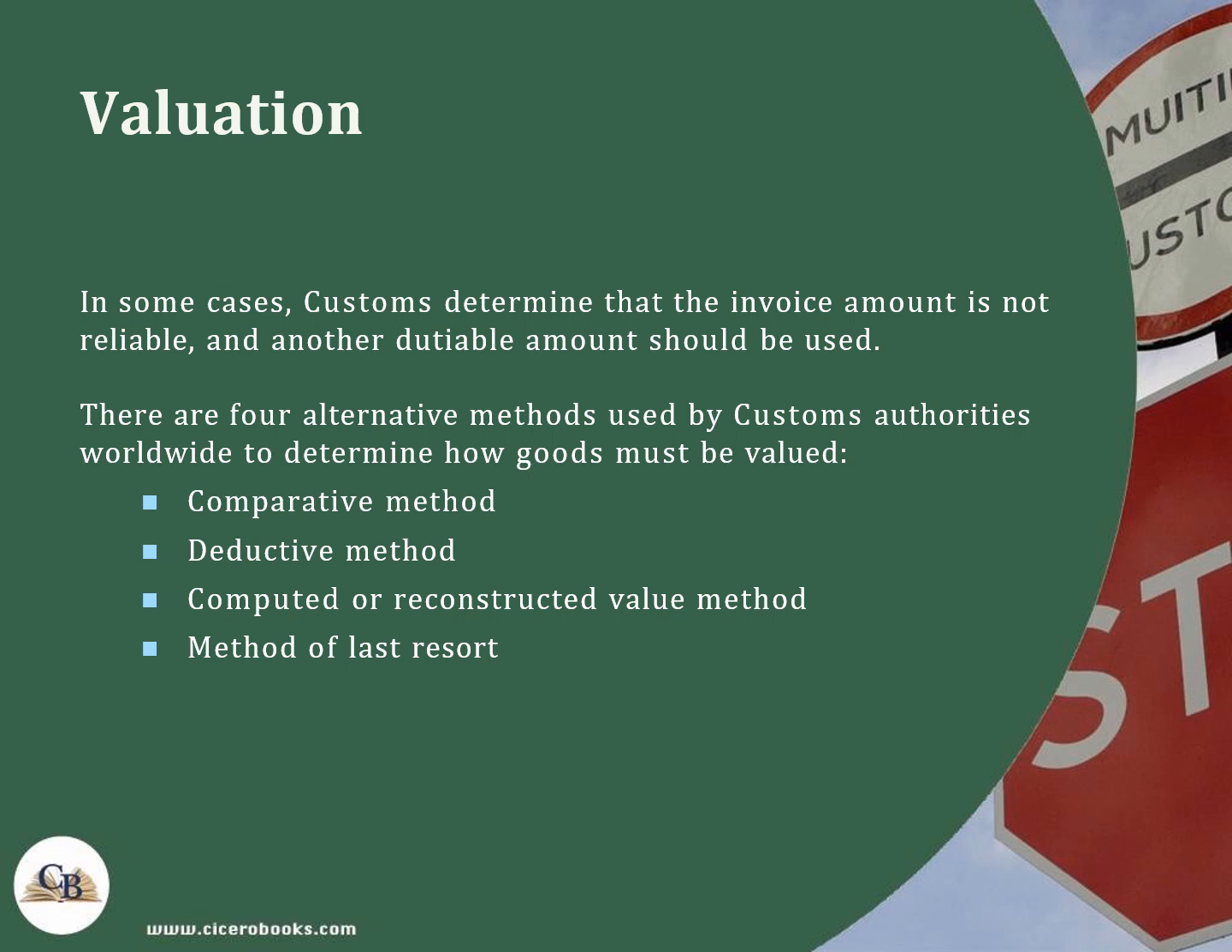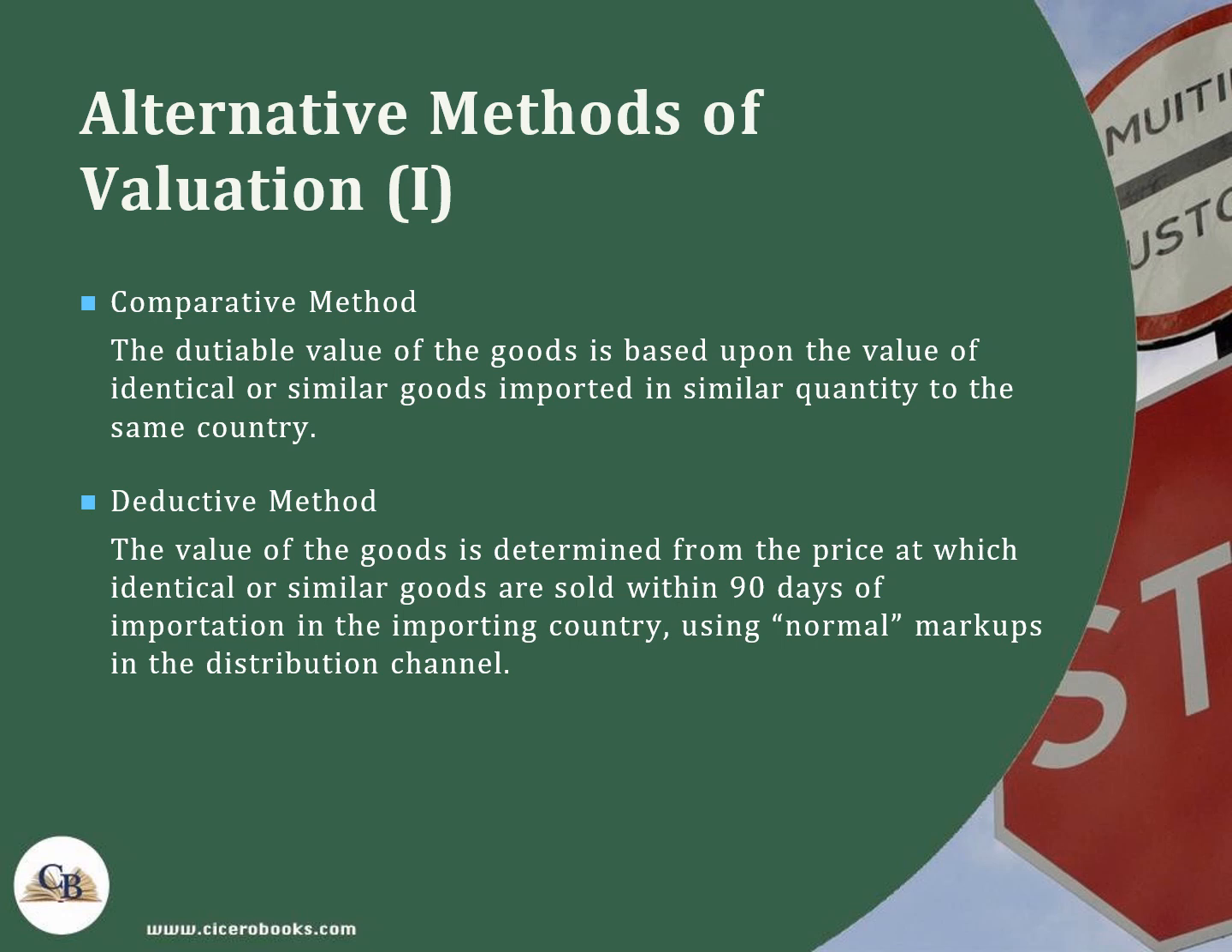There are four alternative methods used by customs authorities worldwide to determine how goods must be valued: the comparative method, deductive method, computed or reconstructed value method, and method of last resort. Alternative methods of valuation: comparative method. The dutiable value of the goods is based upon the value of identical or similar goods imported in similar quantity to the same country. So they will be basing the tariff or the taxes based on that.